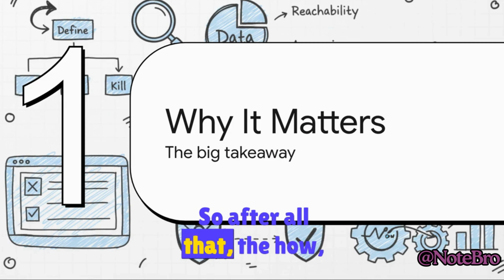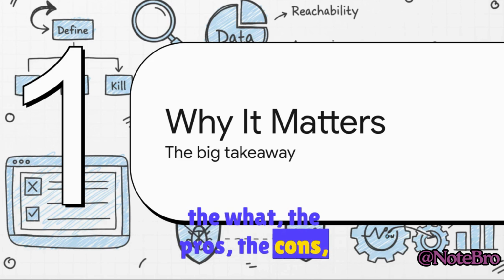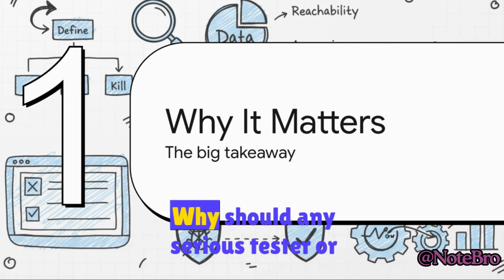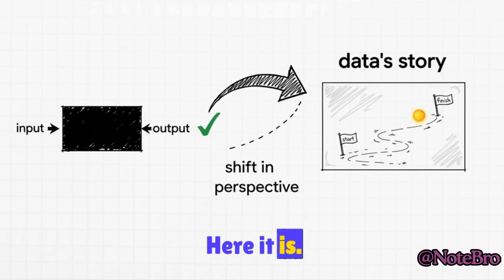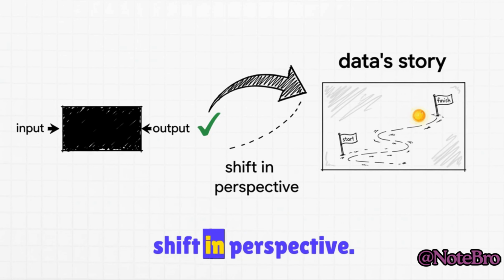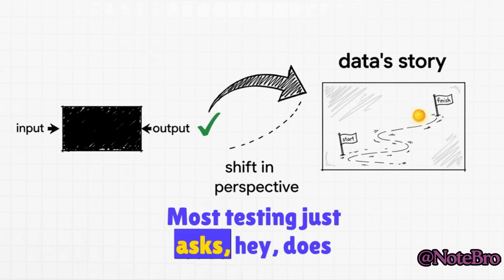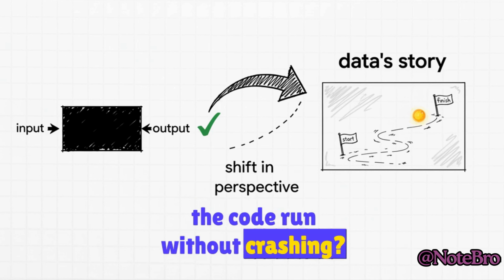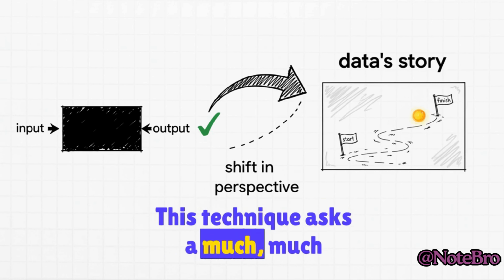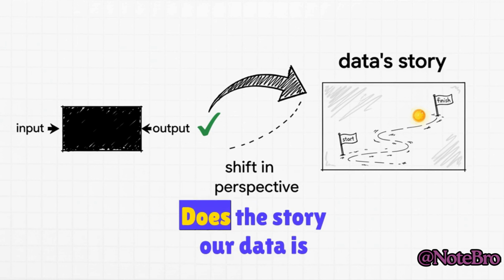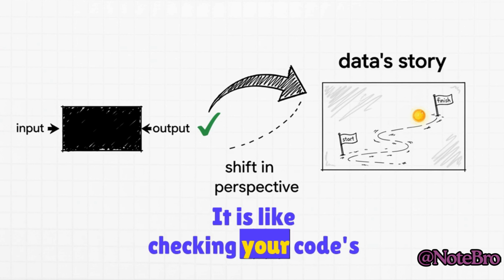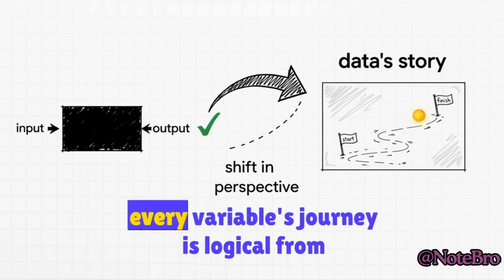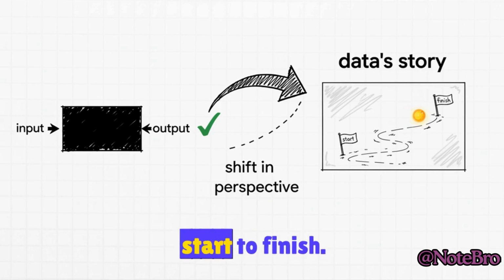So after all that, the how, the what, the pros, the cons, what's the big takeaway here? Why should any serious tester or developer care about this? Here it is. This is the most important thing to remember. Data flow testing is a huge shift in perspective. Most testing just asks, hey, does the code run without crashing? This technique asks a much, much deeper question. Does the story our data is telling actually make sense? It's like checking your code's narrative for plot holes, making sure every variable's journey is logical from start to finish.